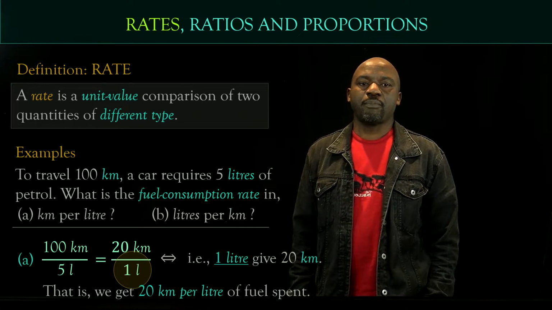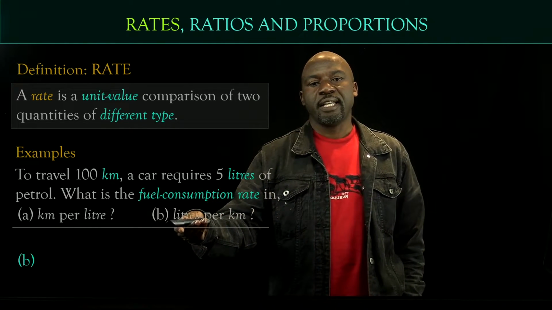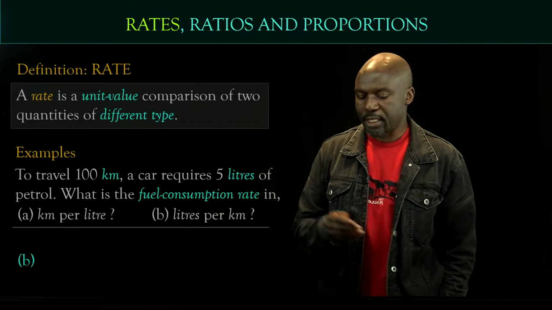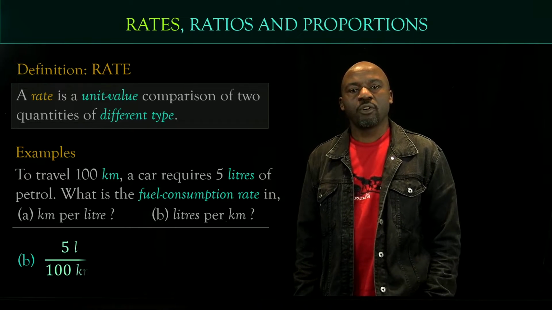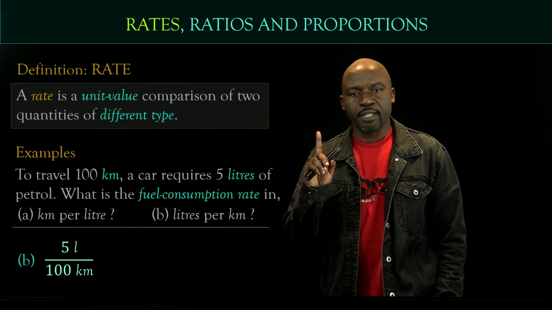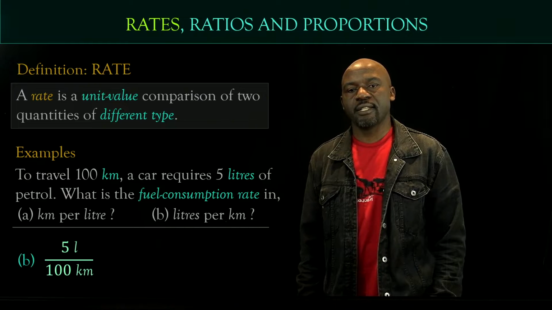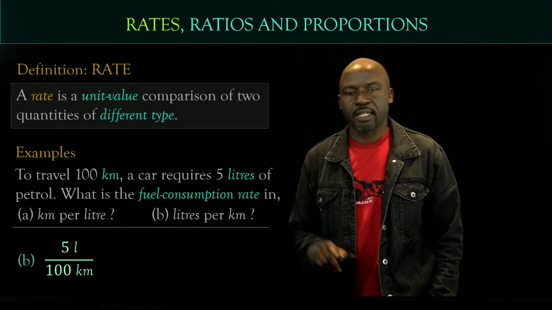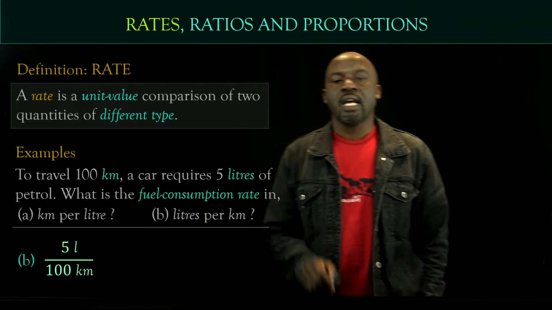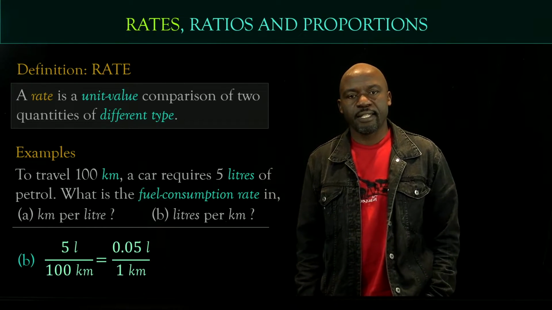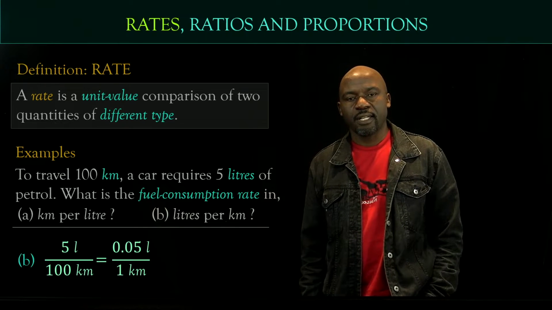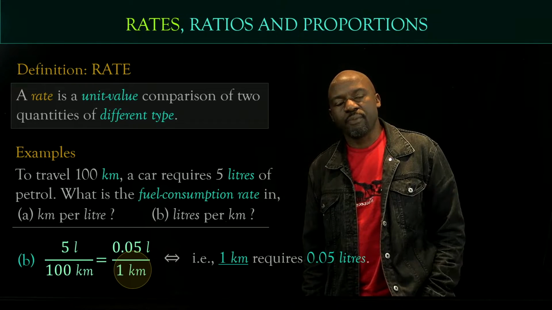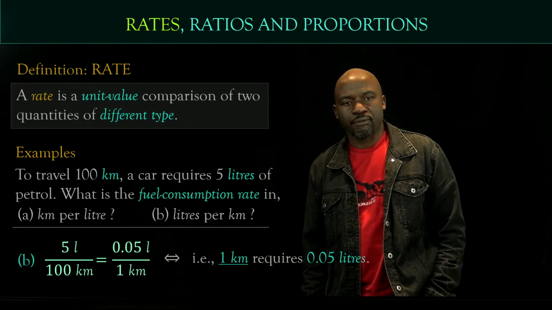Okay, part B, we are now talking about liters per kilometer. So in this case, liters must be in the numerator and kilometers must be in the denominator, because we want to see 1 kilometer in the denominator. So 5 liters for 100 kilometers. How many liters do we need for every kilometer? You just divide 5 by 100 and we get 0.05 liters for every kilometer that we travel. We say that for every kilometer that we travel, we're going to make use of 0.05 liters.